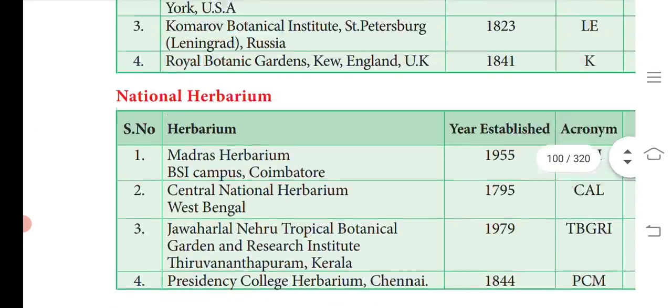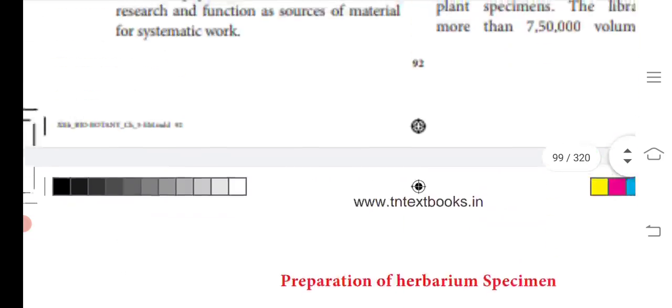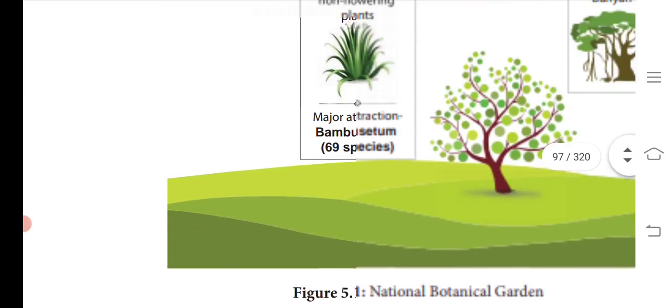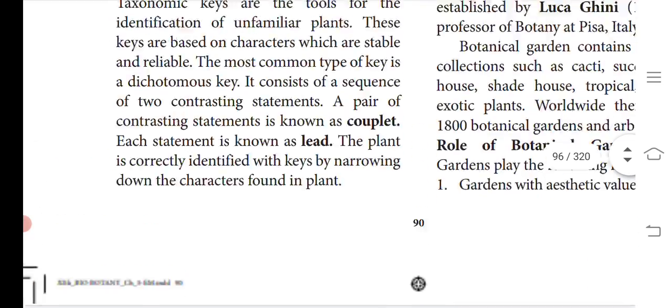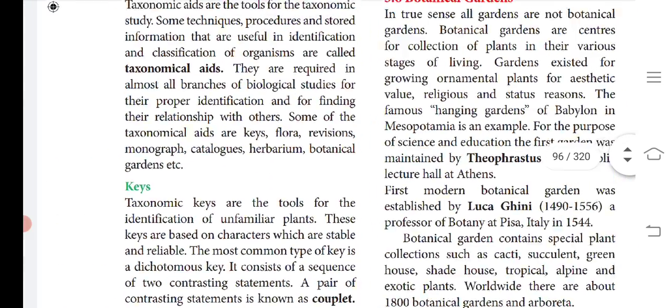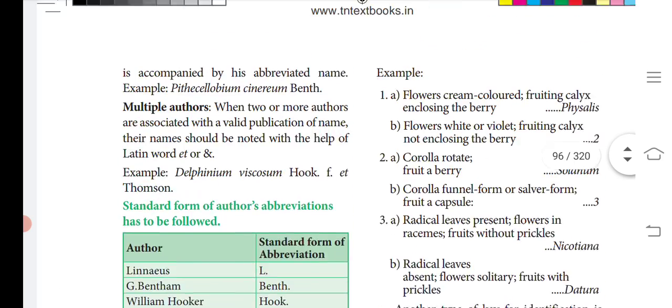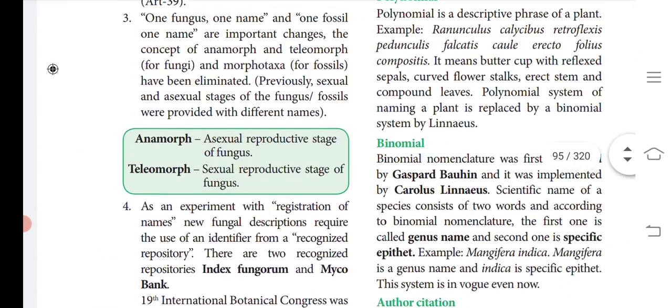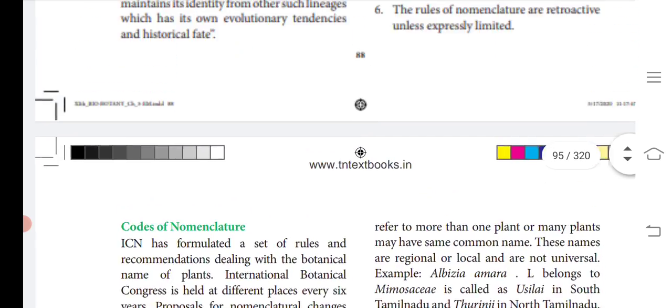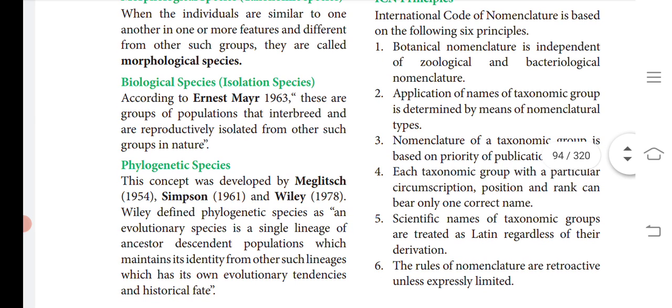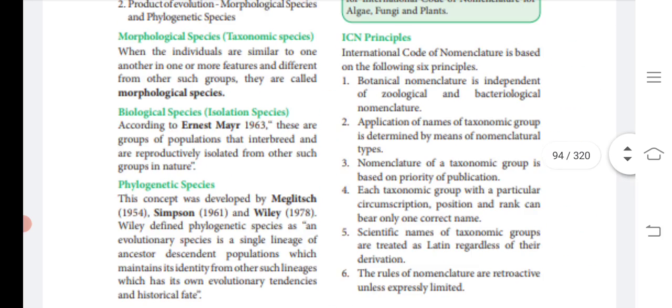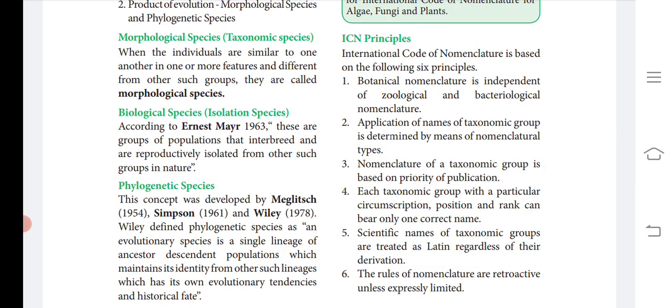So far we have learned about the herbarium and how to produce a herbarium, what the natural herbarium specimens are and how they are maintained in the Kew Herbarium. We have also learned about the botanical garden, how to name the plants and the hierarchy of the plants. Species concept is important. Under species concept we have learned about morphological, biological and phylogenetic species. You have to take notes while you are listening to the class.